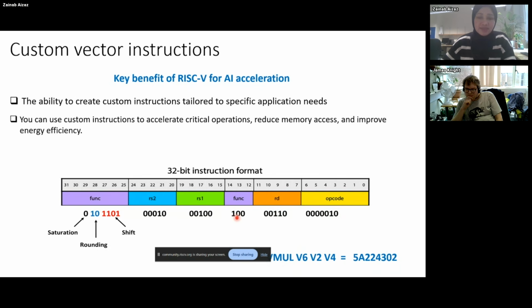This funct field represents vmul or vadd and such things. And then RS1 is the source register, that's 4. And RS2 is another source register, that's 2. And 4 multiplied by 2 would be saved in RD.